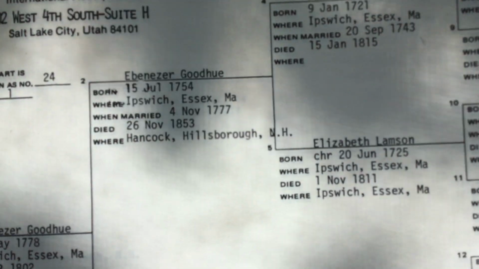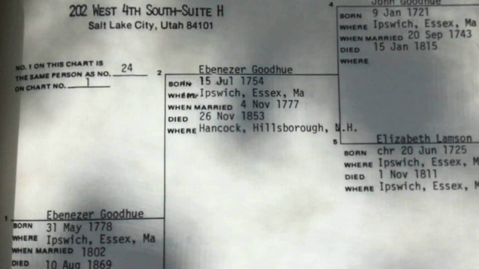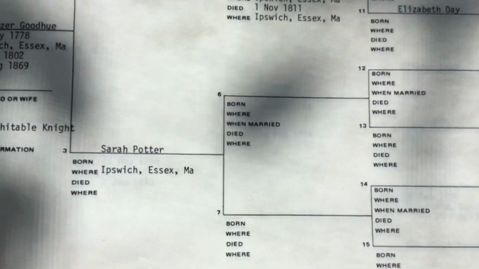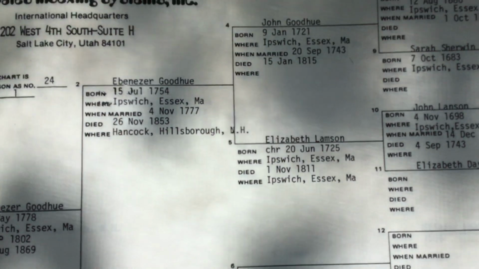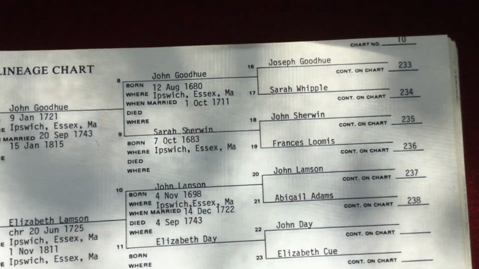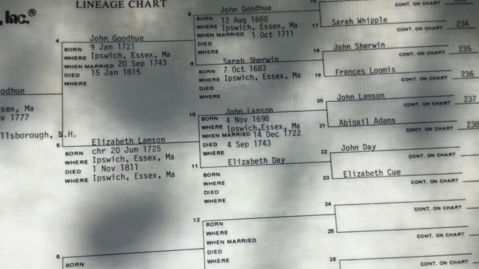And here it is. And there is Ebenezer Goodhue, born in Ipswich, Essex County, Massachusetts. And his first spouse was right there, Mehitable Knight. And he was son of Ebenezer and Sarah Potter, who I'm related to. And interestingly enough, the Potter information is widely researched, but it's not in this lineage. And as you can see, you can go up the lines here, and this is just the 10th chart of many, and most of it's filled in.